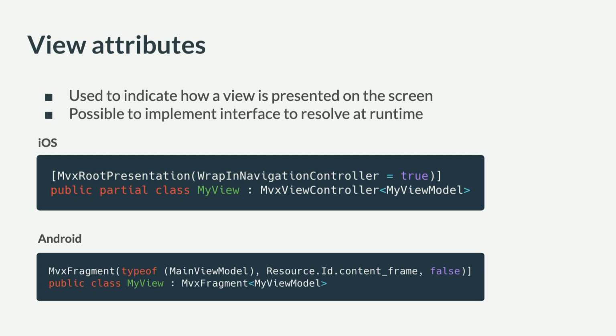The view attributes indicate how the view should be presented on the screen. So you can say MvxRootPresentation, which will show it at the root of your screen. You can say MvxFragment. Well, there's a whole lot more. Say you're making this Forms app, you can put in the MvxModalPresentation, which will automatically show it up as a modal. If you want to have a hamburger menu, then use the MvxMasterDetailPagePresentation. It's as easy as that. You put the attribute on top of your view, and it will automatically handle all the navigation for you.